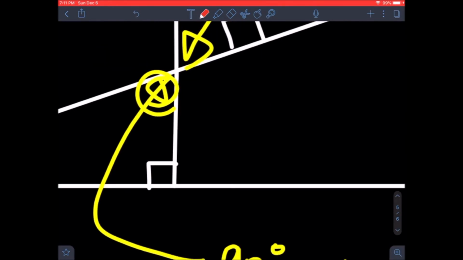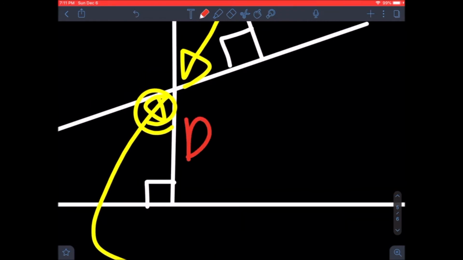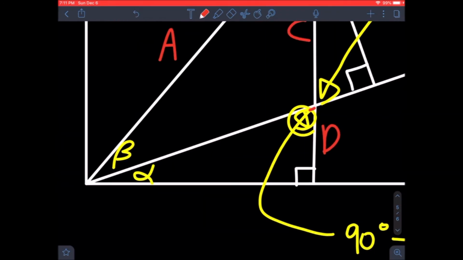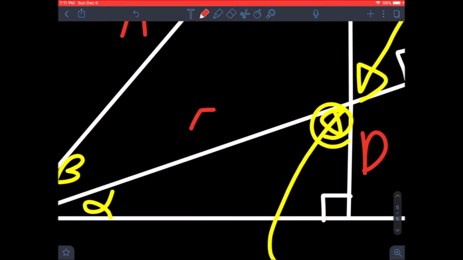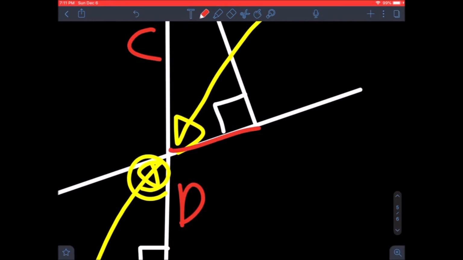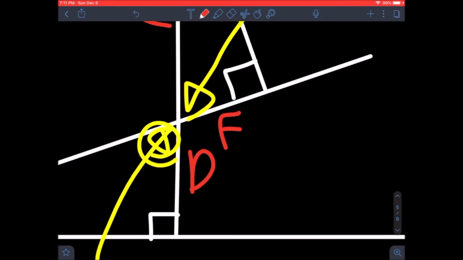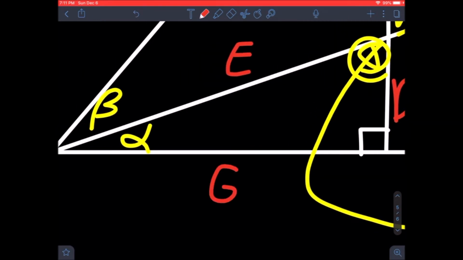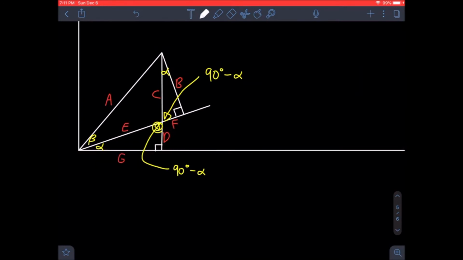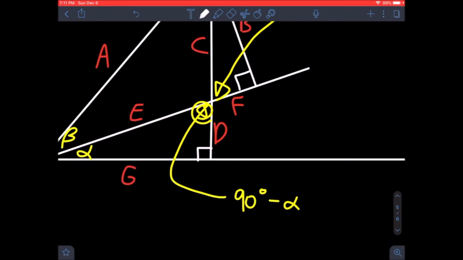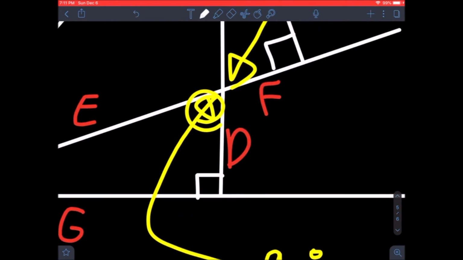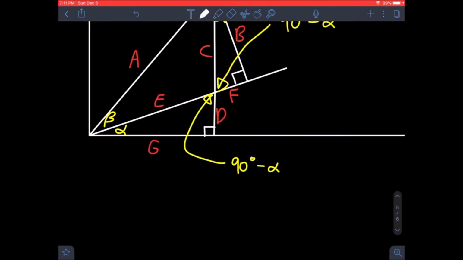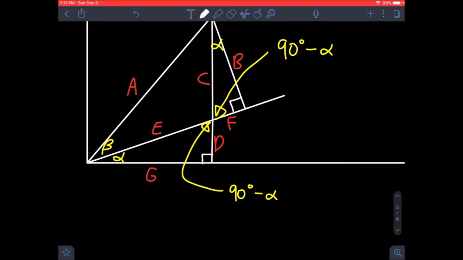I'm going to call this shorter one side length D. This long one right here I'll call E. This short one right here I'll call F. I'm going to write F right there. And I'm going to call this one on the bottom G. So we have labeled all of our side lengths, and we've labeled all the angles that we need to know. Now delete this circle right here.